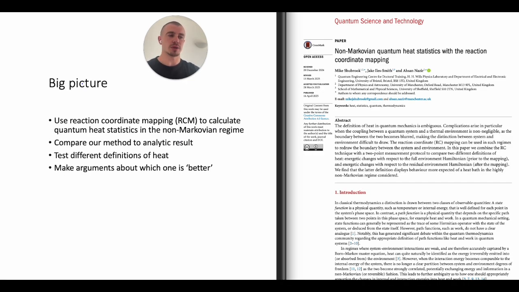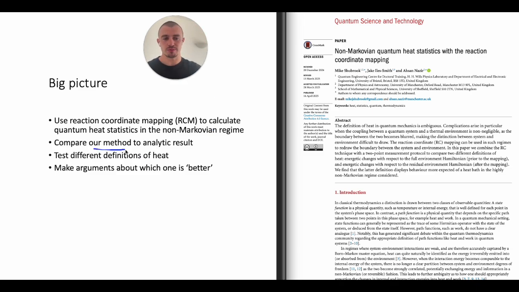So the big picture behind this paper is that we want to use what's called the reaction coordinate mapping to calculate something called quantum heat statistics in what's called the non-Markovian regime. So I'll explain what all these terms mean in due time. But essentially what we're going to do is we extend a known and well-used master equation called the reaction coordinate master equation, and we extend it such that it's able to count heat statistics or heat transfer between an open quantum system and the environment that it's coupled to.